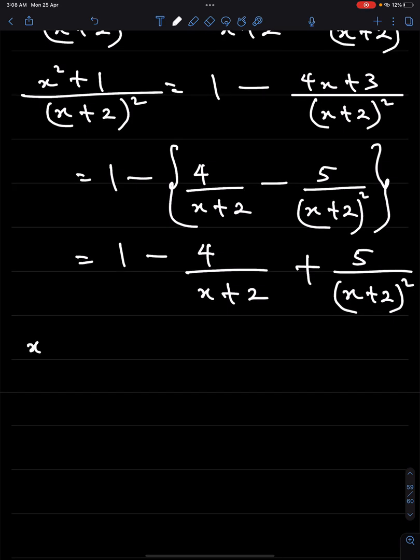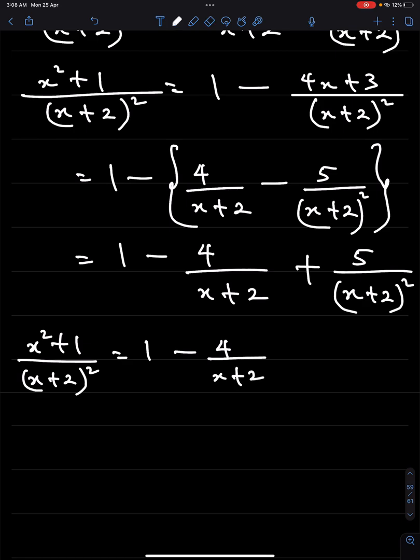It simply means x squared plus 1 over the square of x plus 2 is equal to 1 minus 4 over x plus 2 plus 5 over the square of x plus 2. Yeah, that's it very, very simply.